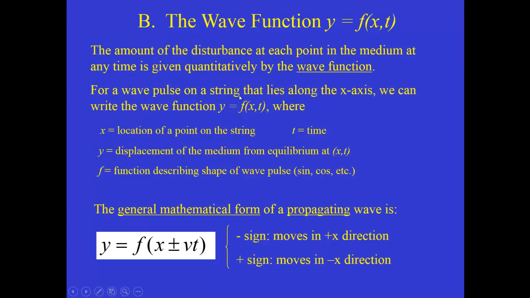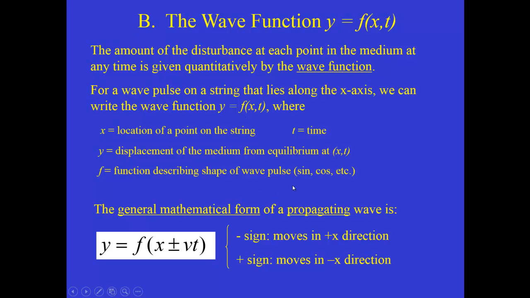So, for a wave pulse on a string that lies on the x-axis, what we are actually describing with this function is y represents the displacement of any particular point on the medium from equilibrium at a position x and at a time t. x represents the location of a point on the string, and t is the time. So f is simply some kind of function that would describe the shape of the wave pulse.